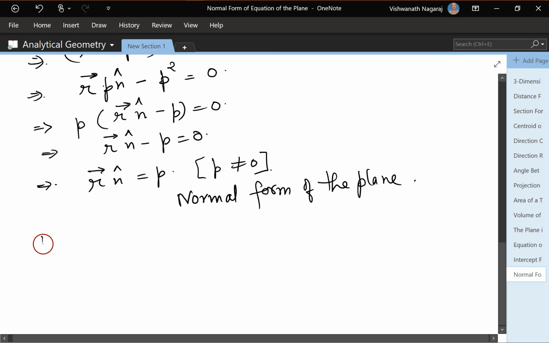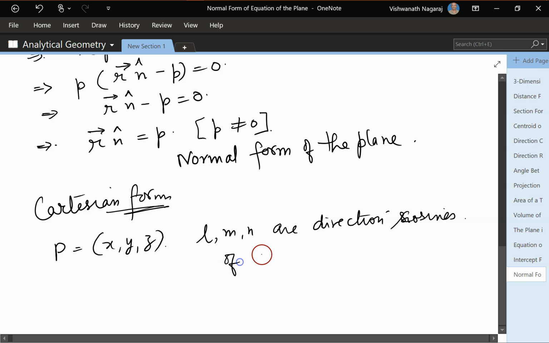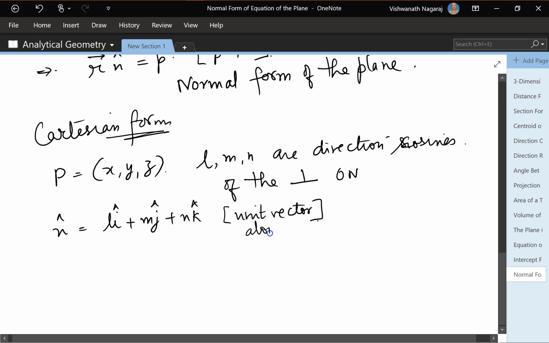Now let's look at the Cartesian form. Let's say P is represented by x, y and z, and l, m, n are the direction cosines of the perpendicular ON. So we can write n cap as l i plus m j plus n k. This is the unit vector along ON.